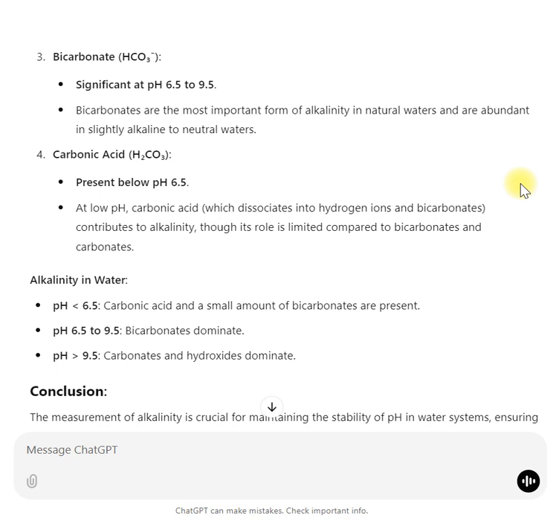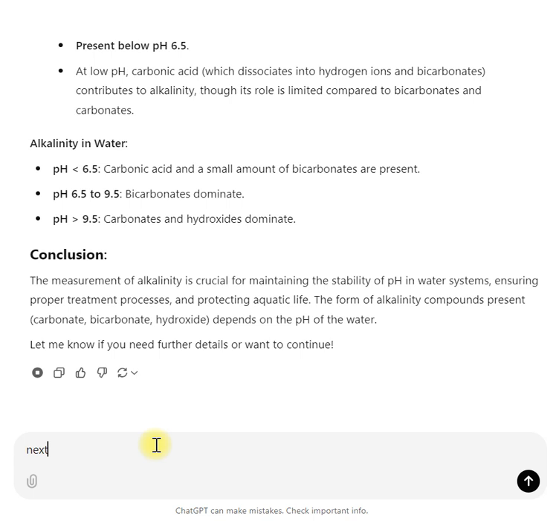Conclusion. The measurement of alkalinity is crucial for maintaining the stability of pH in water systems, ensuring proper treatment processes, and protecting aquatic life. The form of alkalinity compounds present, carbonate, bicarbonate, hydroxide, depends on the pH of the water.